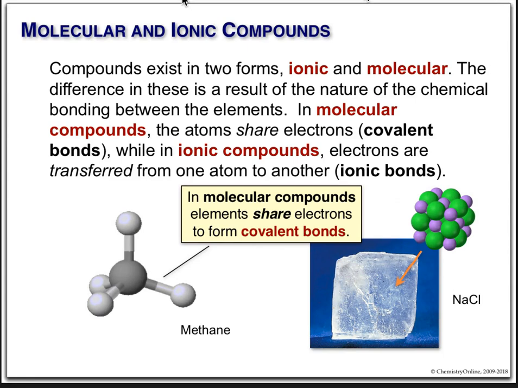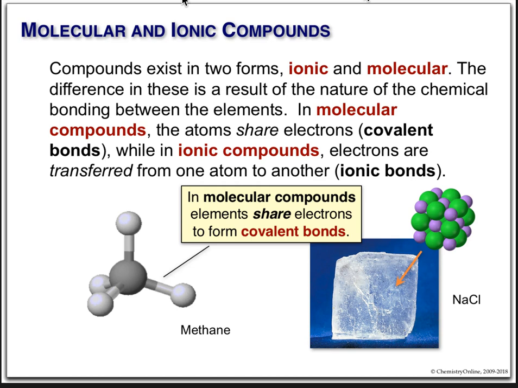When we talked about molecular and ionic, we said that there were two basic differences. A molecular compound will look like this. It will have covalent bonds. Those are shared electrons between the atoms. And it will have a defined shape. Every molecule of methane, natural gas, will look exactly like this one.